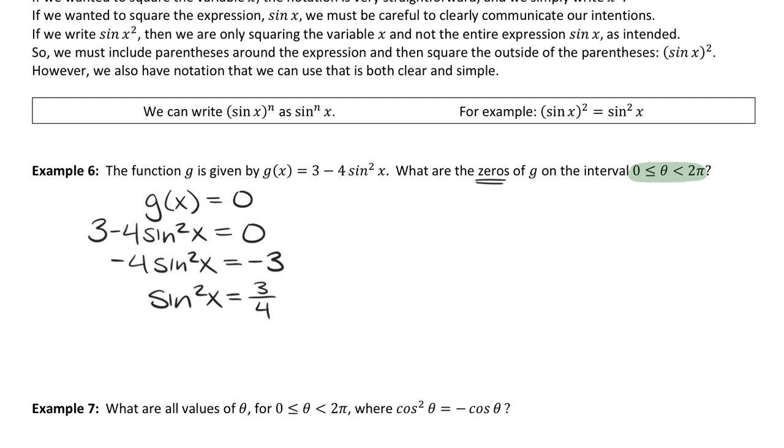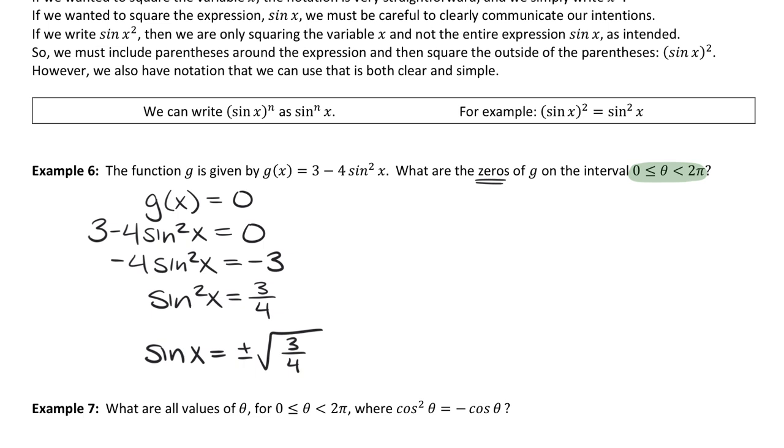So the sine is isolated, sort of. It's the only thing on its side, but it's currently squared. How do you get rid of a square? So if I square root both sides, I'm going to end up with sine of x equal to plus or minus the square root of 3 over 4. Make sure you put the plus or minus when you are doing the square root.